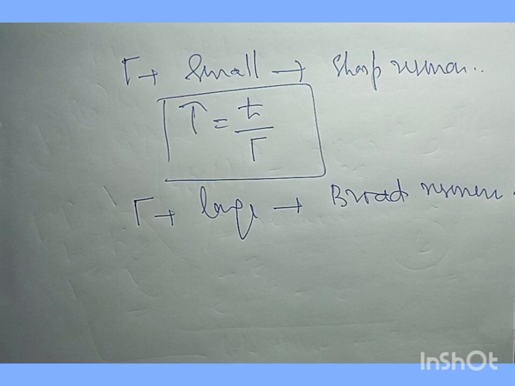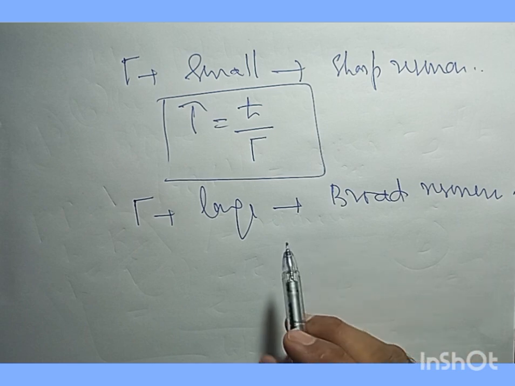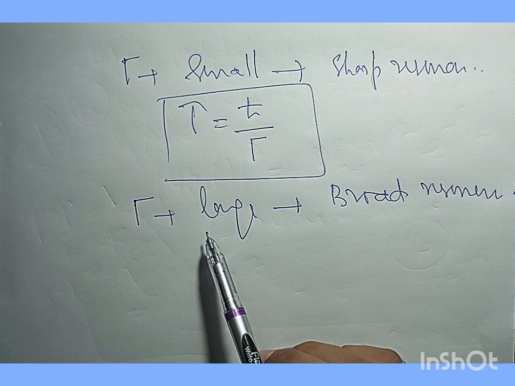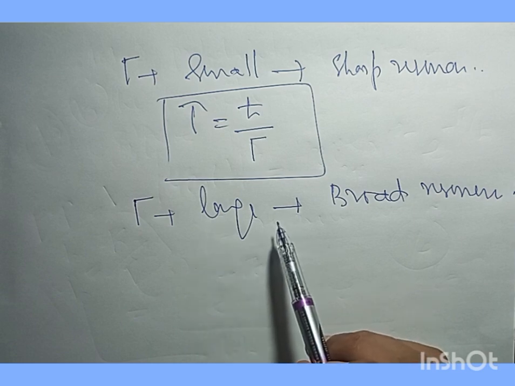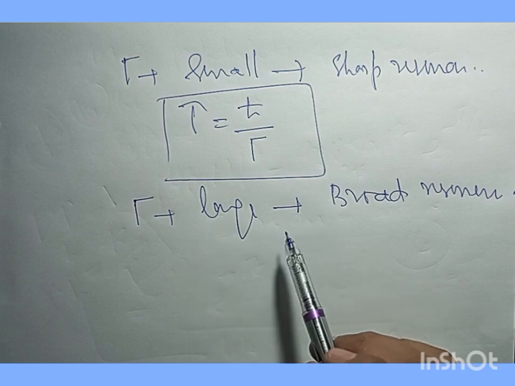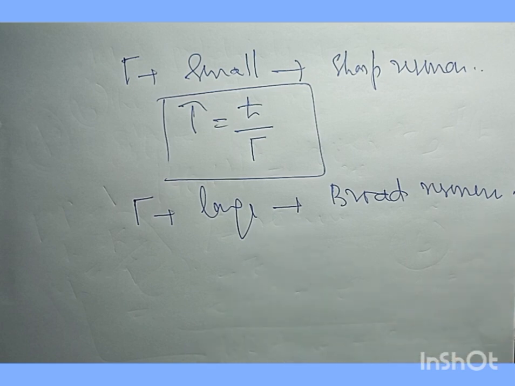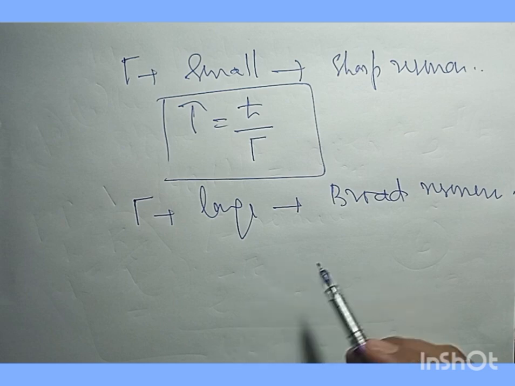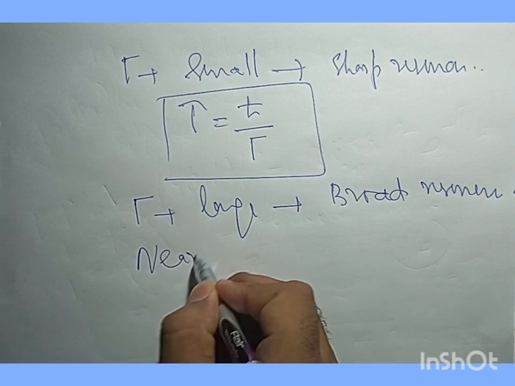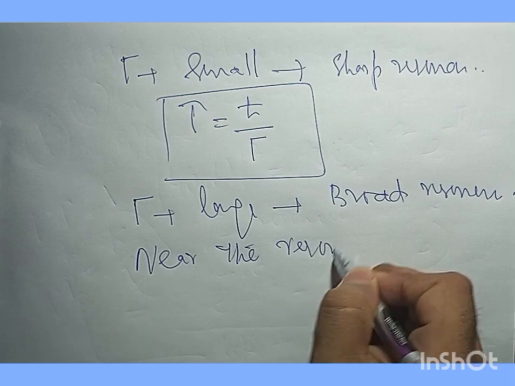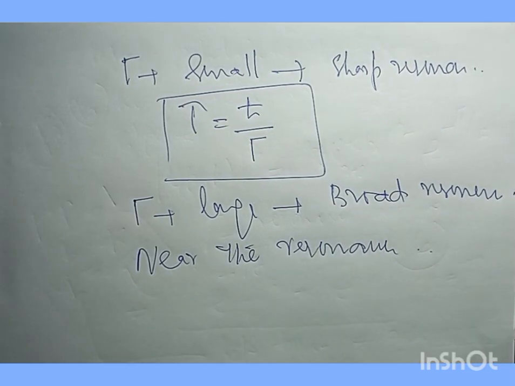Okay, and in scattering theory, the resonance width can be determined from the scattering amplitude as well, which describes the relationship between the incoming and the outgoing waves during the scattering. Now, what happens near the resonance? Near the resonance, it's better to move a little bit further and write down things in terms of the scattering amplitude.